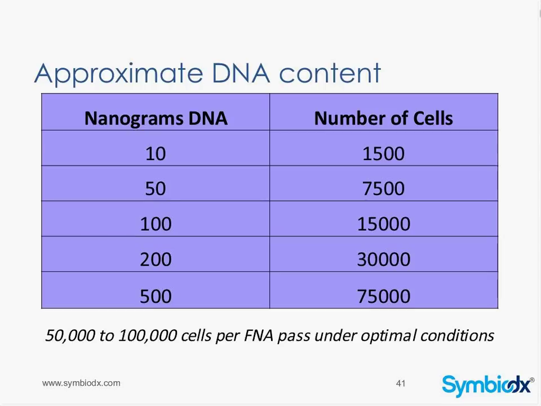People are always fixated on the nanograms of DNA that you're putting into the assay and how many cells you would need to achieve that level. This chart shows you how much DNA you can expect per cell. The average pass in an FNA includes 50,000 to 100,000 cells per pass, so you could expect about 500 nanograms of DNA. Now, this is assuming that you have adequate extraction and that you capture all of those cells. But this is a good guide for how much you need to acquire.